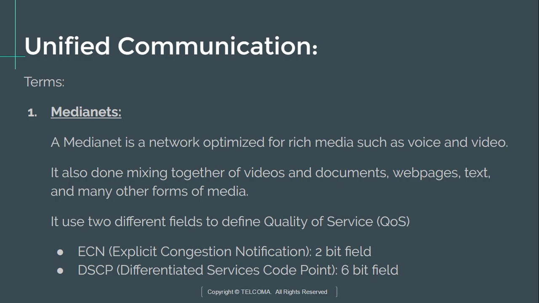The two fields are ECN, that is explicit congestion notification, which is 2 bits, and it tells about the congestion in the network, and DSCP, that is differentiated services code point, which is a 6-bit field, and it defines the quality of services that is provided by the MediaNet to the voice and the video communication.